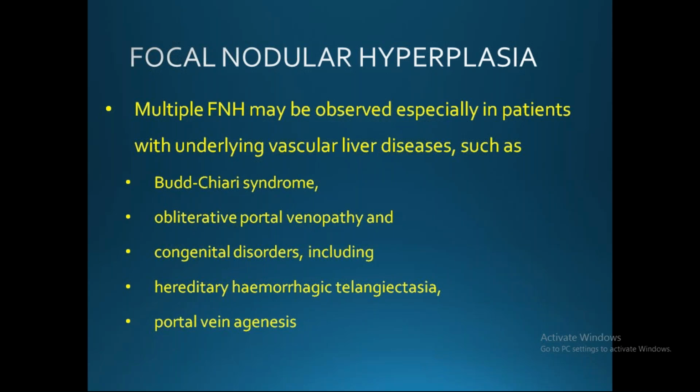And the other pathologies where FNH can be seen are obliterative portal venopathy and congenital disorders including hereditary hemorrhagic telangiectasia and portal vein agenesis. These are some of the congenital disorders in which FNH can also be seen. So Budd-Chiari syndrome, remember that triad.